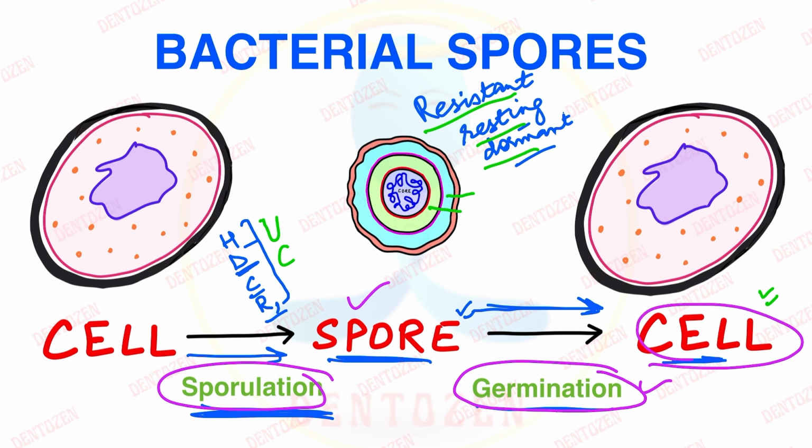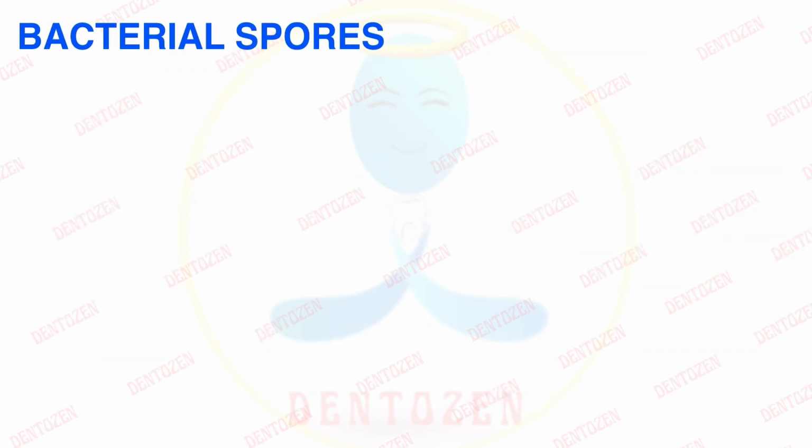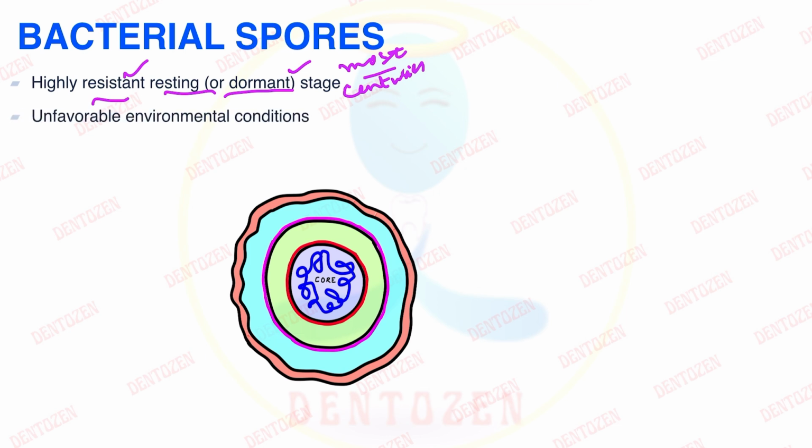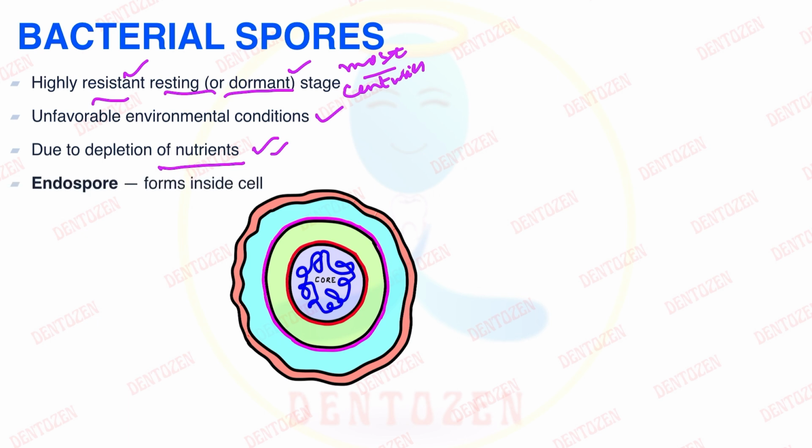Now let's see how to write for your exams. Bacterial spores are highly resistant structures, a highly resistant resting or dormant stage of the bacterial cell. They are one of the most resistant forms of life, and they can remain viable for centuries. For so many years they can remain like that. They are formed under unfavorable conditions, and they are formed due to depletion of nutrients. As these spores form within the bacterial cell itself, they are also called endospores. Endo means inside, so they are forming inside the cell.